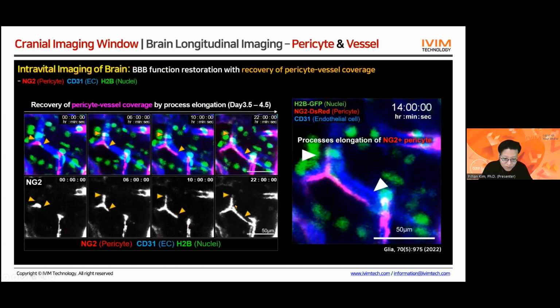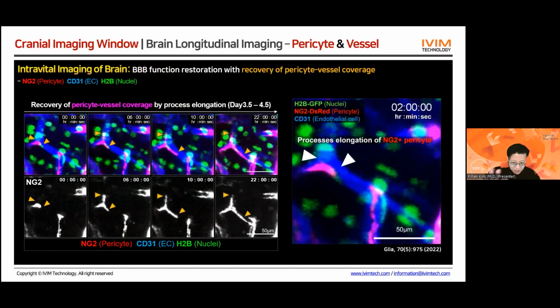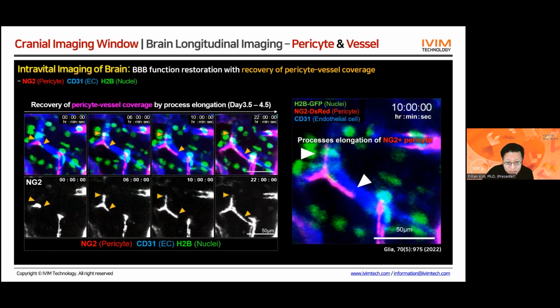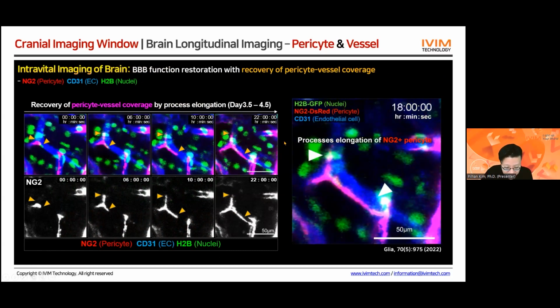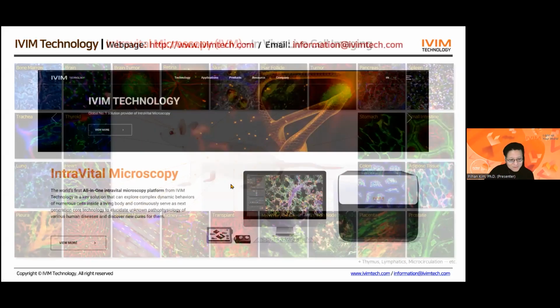So this is the cellular-level mechanism underlying this recovery of the BBB dysfunctions in this mouse model. Okay, I just quickly showed you examples of intravital imaging of all these different organs.